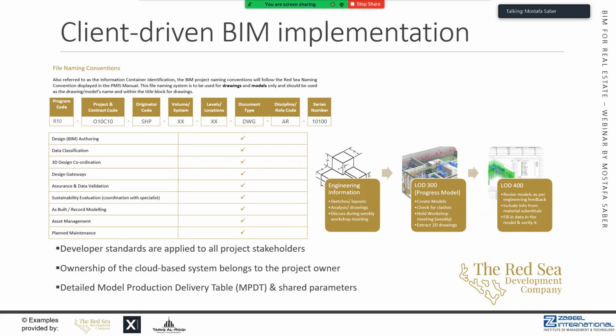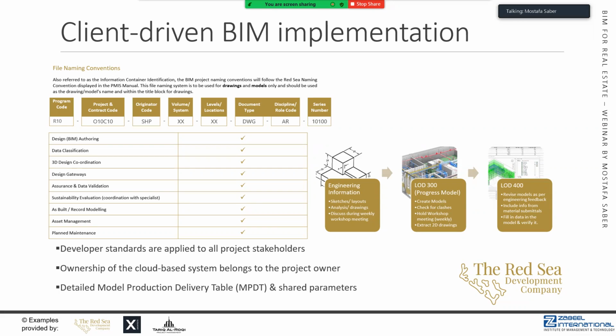And then we write the document type, the discipline of this document, and the series number, which is previously agreed throughout the BIM execution plan. That part is actually received from the client, which is the Red Sea Development Company, in the form of employer information requirements. And then they also define not only what type of BIM models they will require, but also what they will use it for.